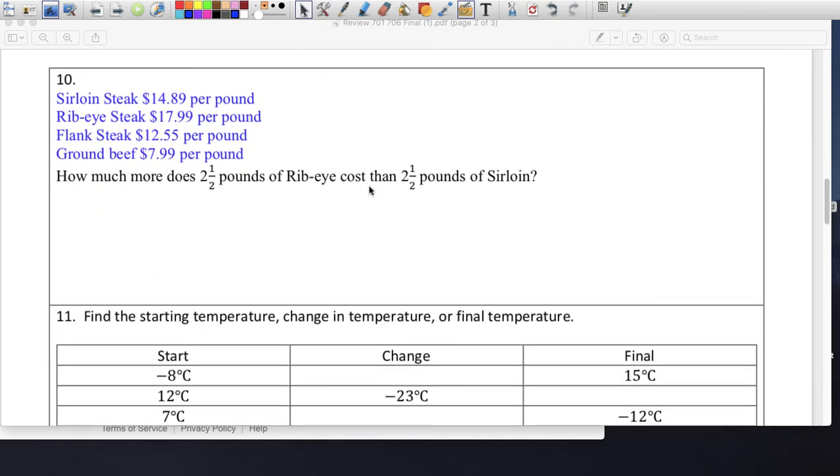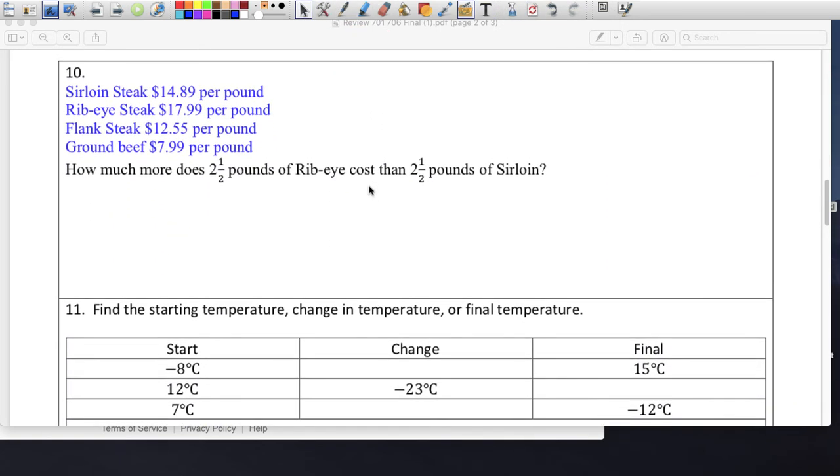Number 10, this is the famous sirloin steak problem. So if you buy 2.5 pounds of ribeye, you can change this to 2.5. Okay, I would definitely do that. So let's do the ribeye. I buy 2.5 pounds, and I'm going to multiply by the price of 1 pound, $17.99.